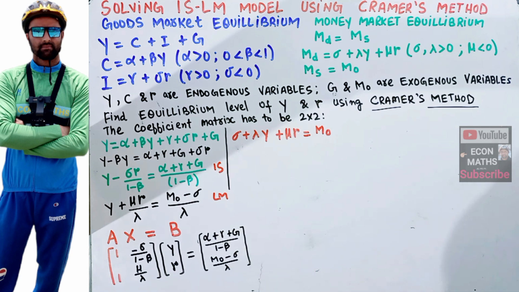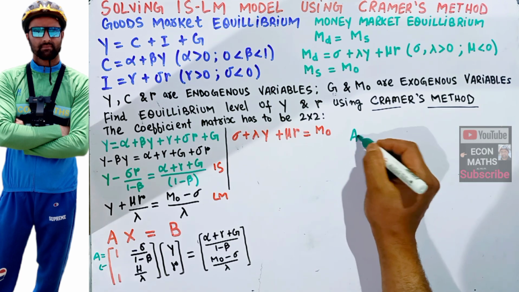Now we can solve using Cramer's method. First of all, we need to find out the determinant of this coefficient matrix. So A is this very matrix. Let me write it here for the sake of understanding. This is our A. First thing is to find out the determinant of this coefficient matrix.